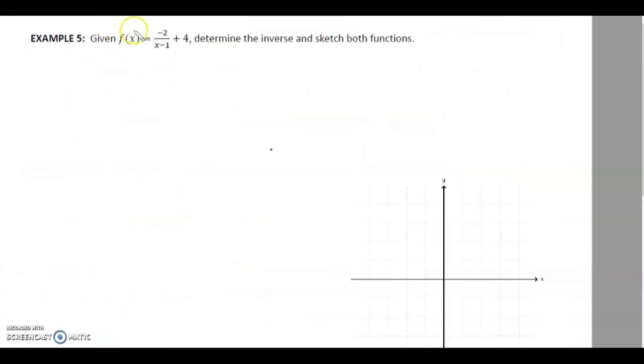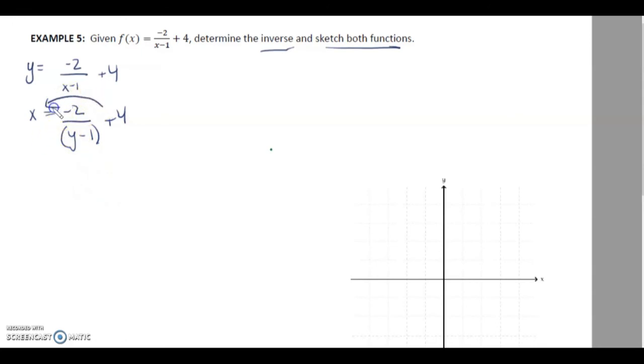Okay, example five, given f of x equals negative 2 over x minus 1 plus 4, determine the inverse and sketch both functions. So we're going to flip: y equals negative 2 over x minus 1 plus 4. Now we're going to switch the x and the y: x equals negative 2 over y minus 1 plus 4. Okay, here is my recommendation before we try to isolate for y. Group y minus 1 as a binomial, and I'll show you why. Bring over the 4, it becomes x minus 4 equals negative 2 over y minus 1.